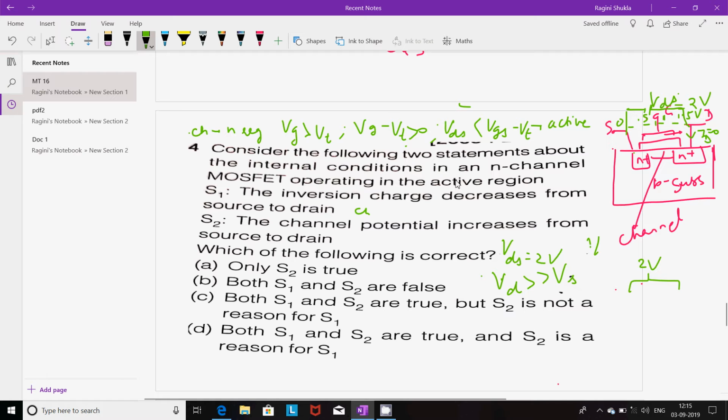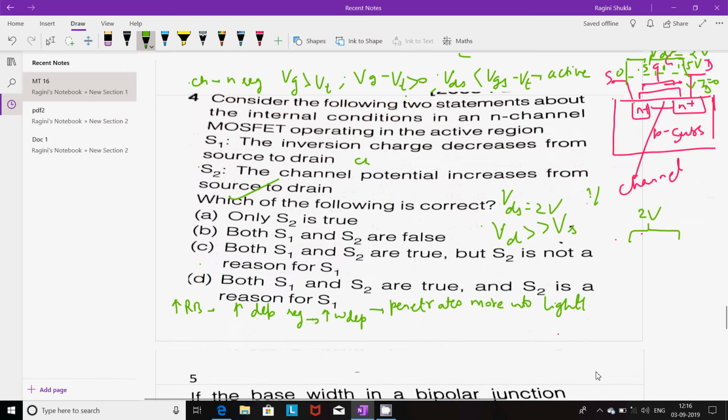So the channel potential increases from source to drain. It means the second statement is absolutely right: the channel potential increases from source to drain. Since at high reverse bias voltage there will be a high depletion region, the depletion width will be high, which penetrates more into the lightly doped region. That means the channel potential increases from source to drain.